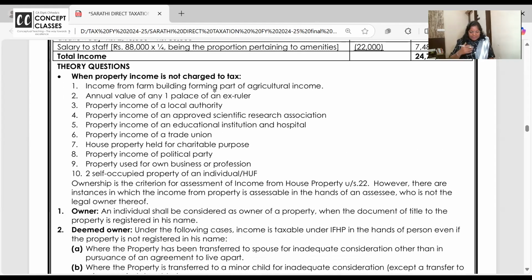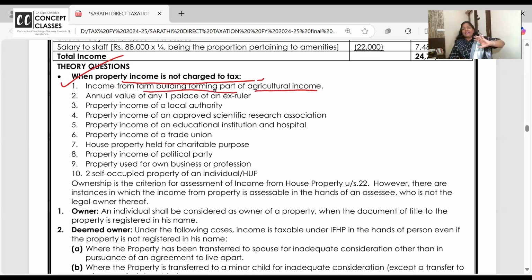One more concept I want to take up now. I have written a theory question: when is property income not taxable? Rental income is taxable, but there are cases wherein it is not taxable. Suppose it is used as a farm building or outhouse in agricultural income.